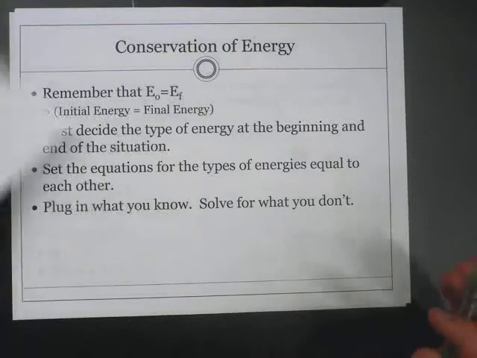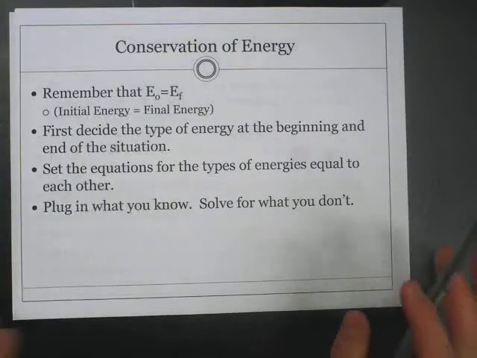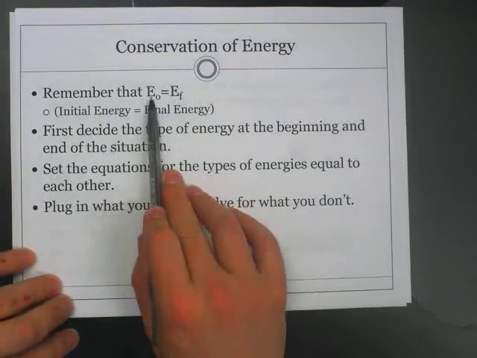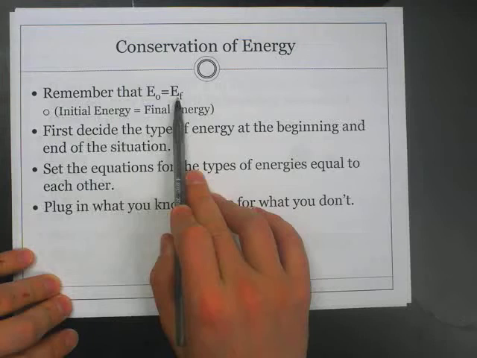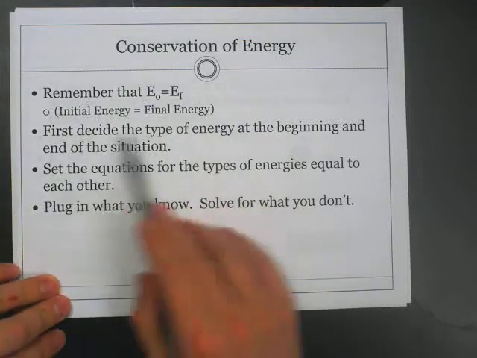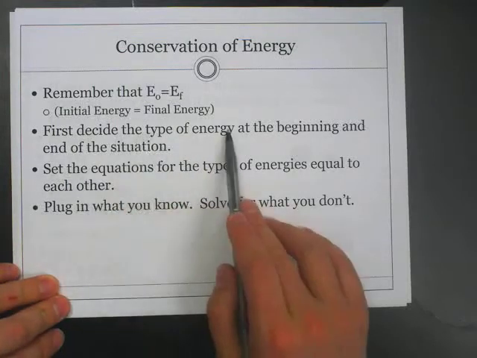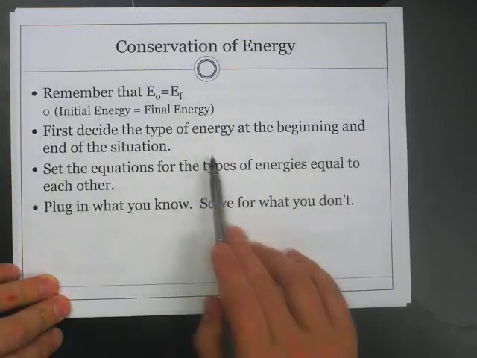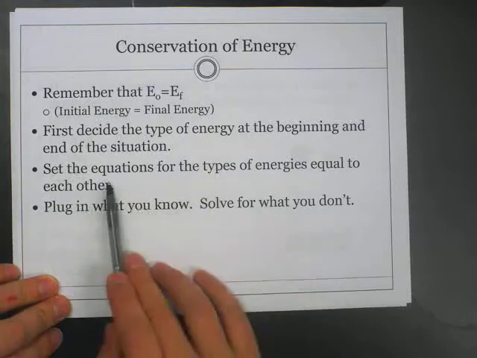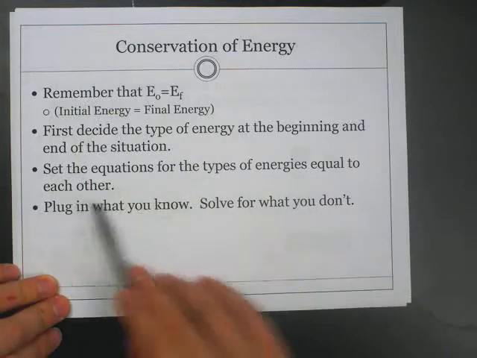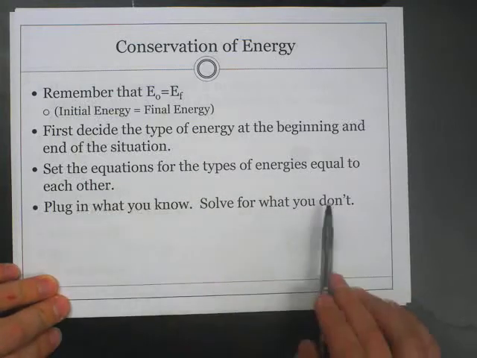Okay? So conservation of energy specifically, the initial energy equals the final energy. So the first thing you decide is what type of energy at the beginning of the story and the end of the story. And then put the equations for the types of energies equal to each other, plug in what you know, solve for what you don't.